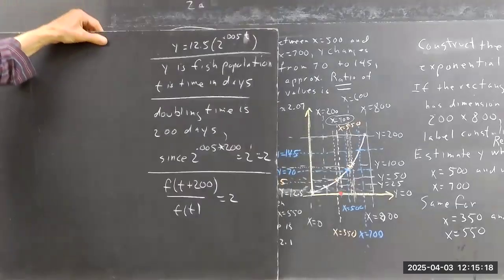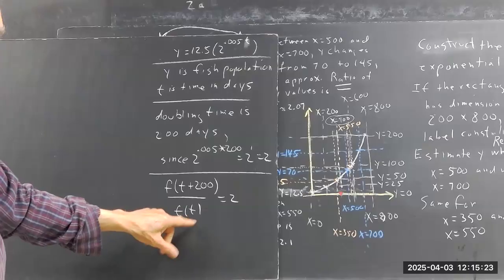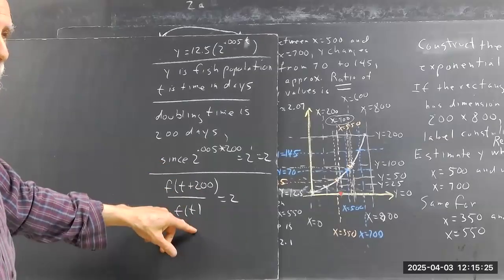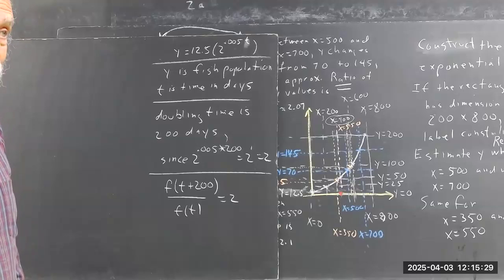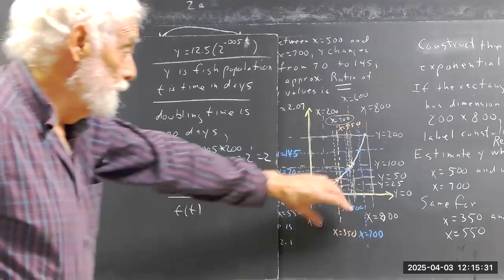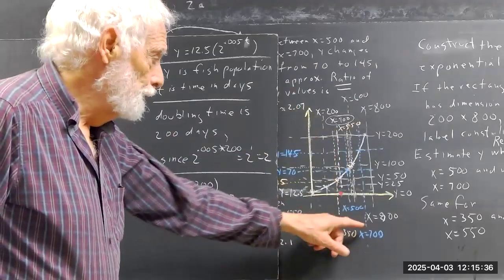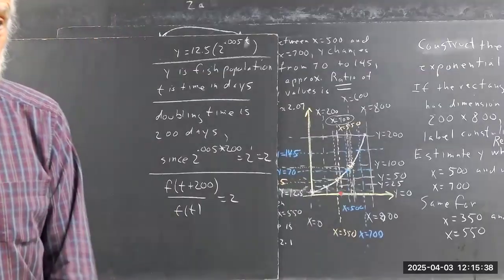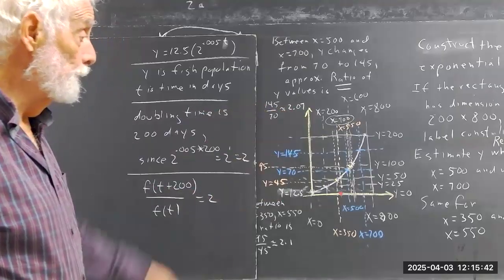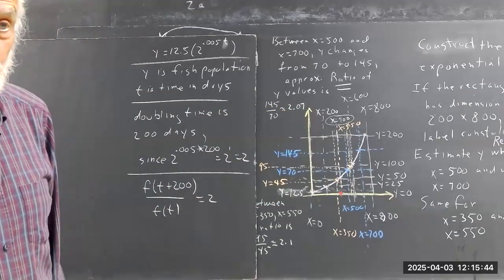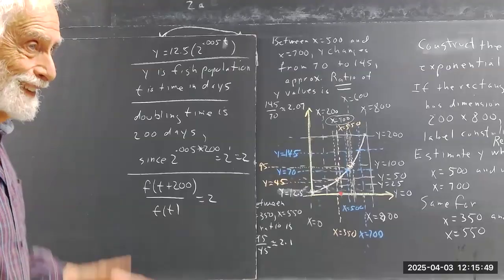Anyhow, what you do, f of 550 over f of 350. If t equals 350, we get f of 550 over f of 350, and we showed that that was 2. And we showed it on the graph too, approximately. We know that f of 700 over f of 500 has to be 2 now. We estimated 2.1, which wasn't bad, or 2.07. I estimated 2.07, and I'm proud of that.